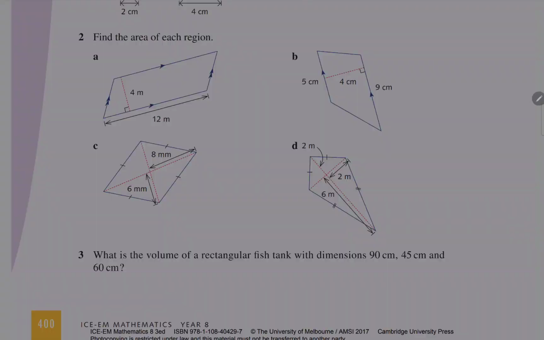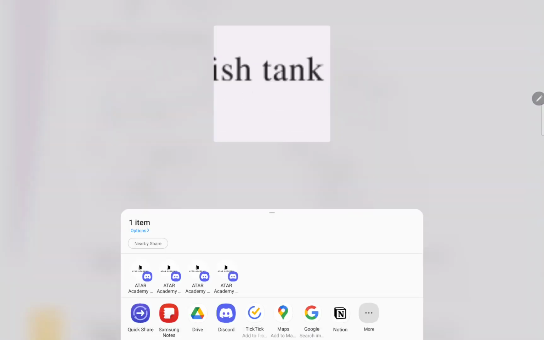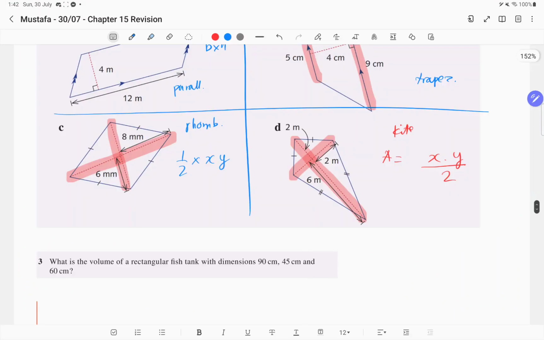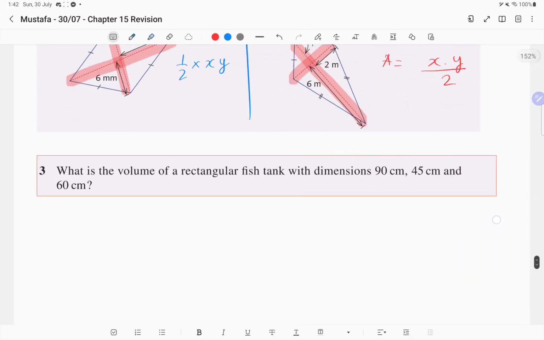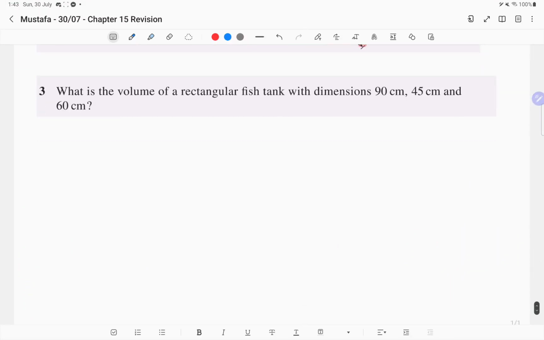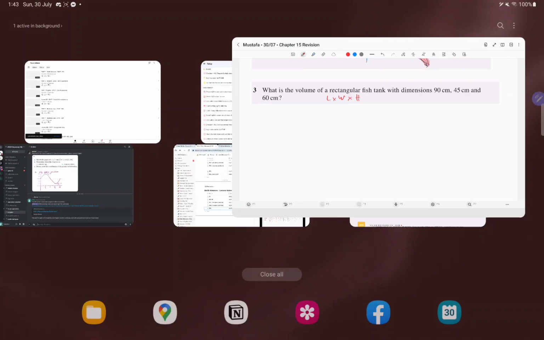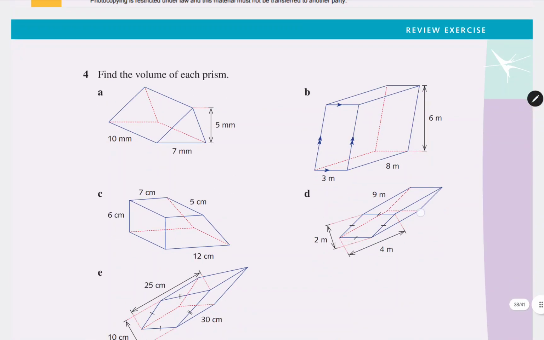Moving on, question 3. What's the volume of a fish tank with those three dimensions? It's just a rectangle, right? So it's 90 times 45 times 60. Yeah, correct. It's just length times width times the height. Make sure you multiply them and get the answer and check the answer.